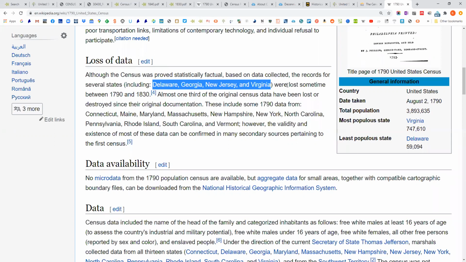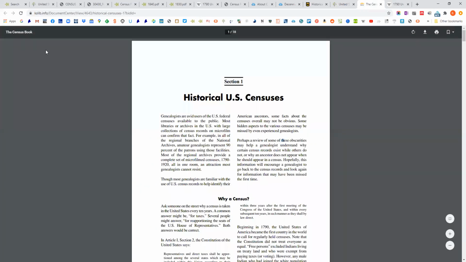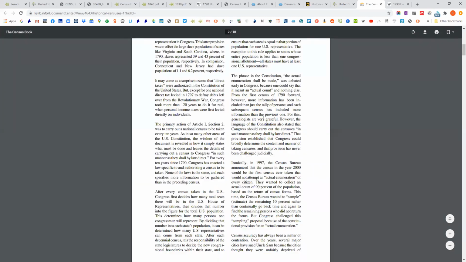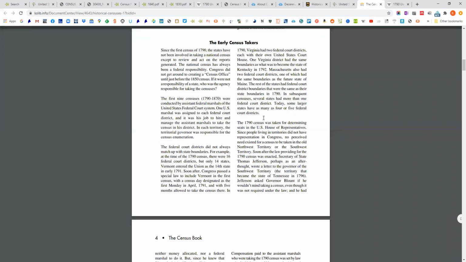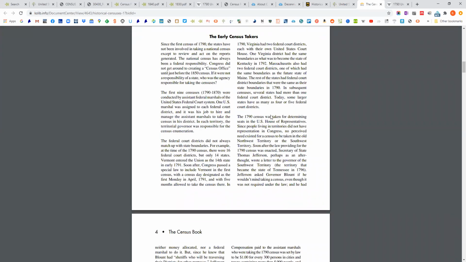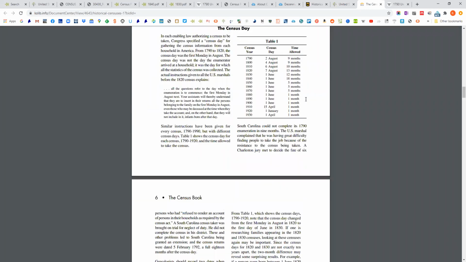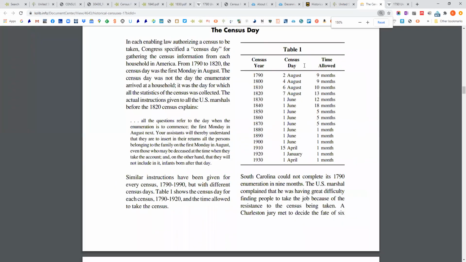So there has been some work to use tax lists and other such records as census substitutes. One of the things in the handout I've copied from this book, which is online, is a wonderful book about the census. Again, the link is in the handout that I'll put up. And it gives you the census day. So let me blow this up so you can see it, and how long it took to do the census.